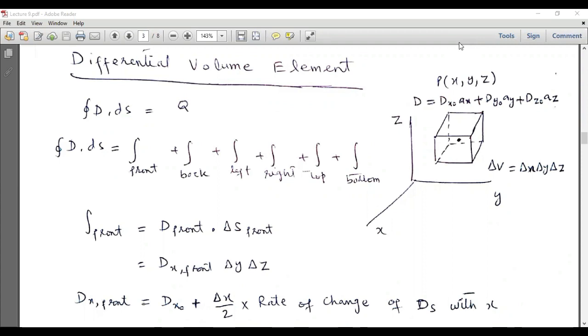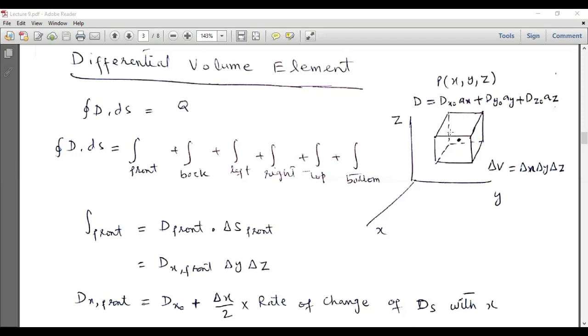In this lecture, I am going to discuss the differential volume element to calculate the divergence of electric flux density. So, in this demonstration, I will evaluate this closed surface integral of Gauss's law, and then I will equate it to the net charge enclosed, and this derivation starts from this integration.